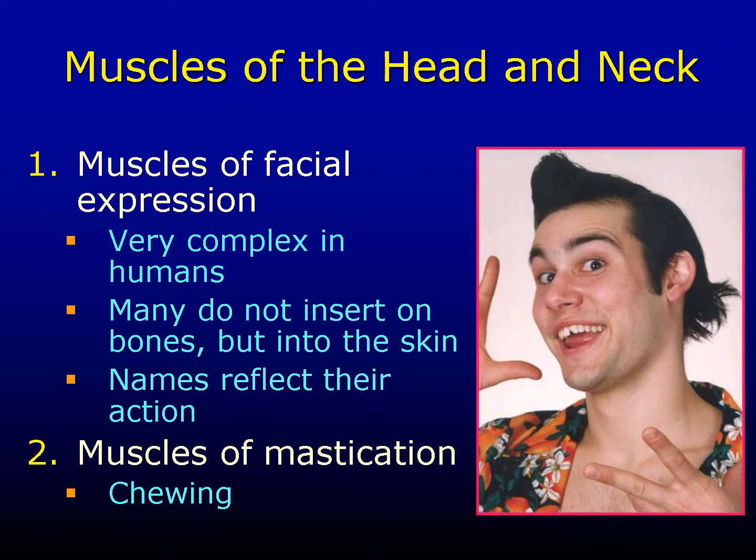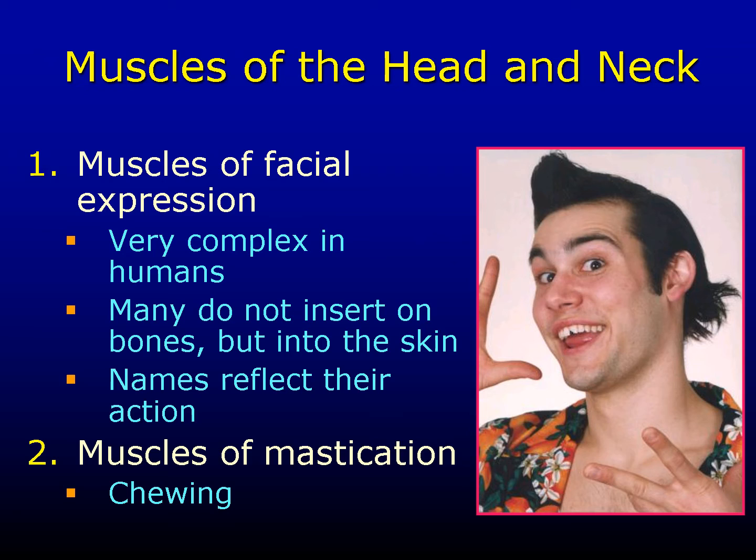There are 2 major categories of muscles that are found associated with the head region. 1, the muscles of facial expression, and 2, muscles of mastication, chewing muscles. The muscles of facial expression are very complex in humans compared to other vertebrates like your cat.